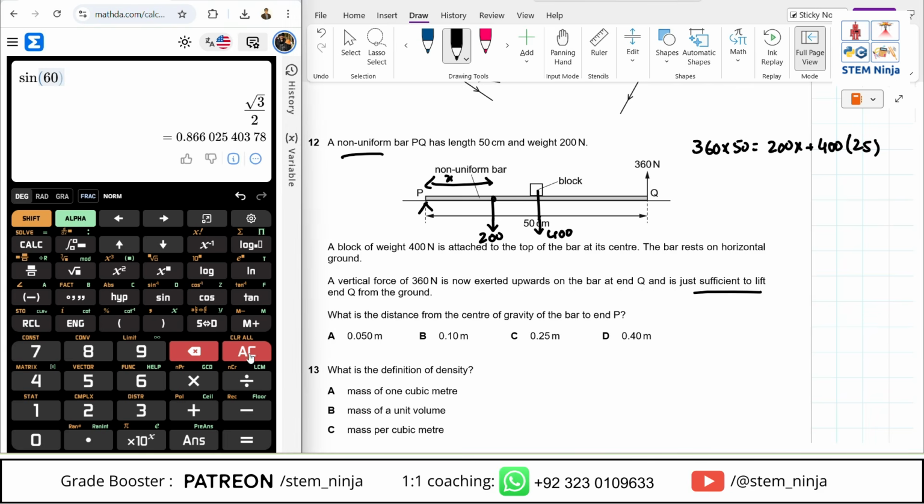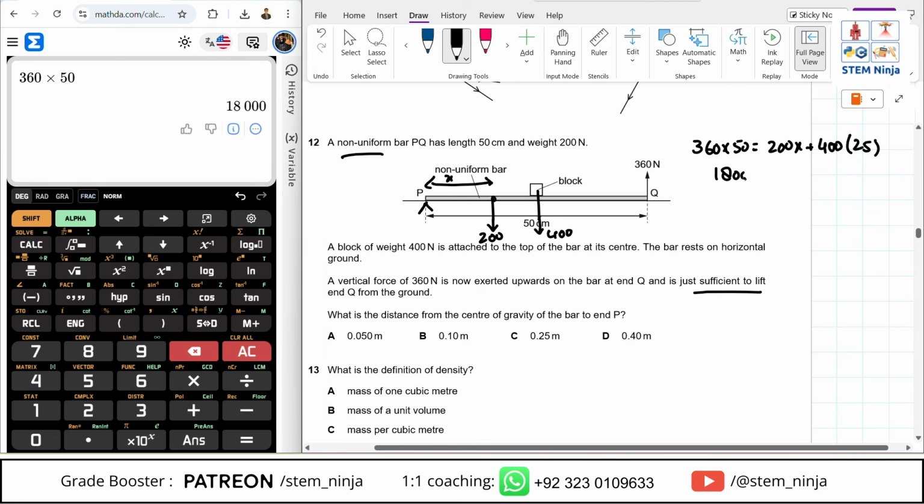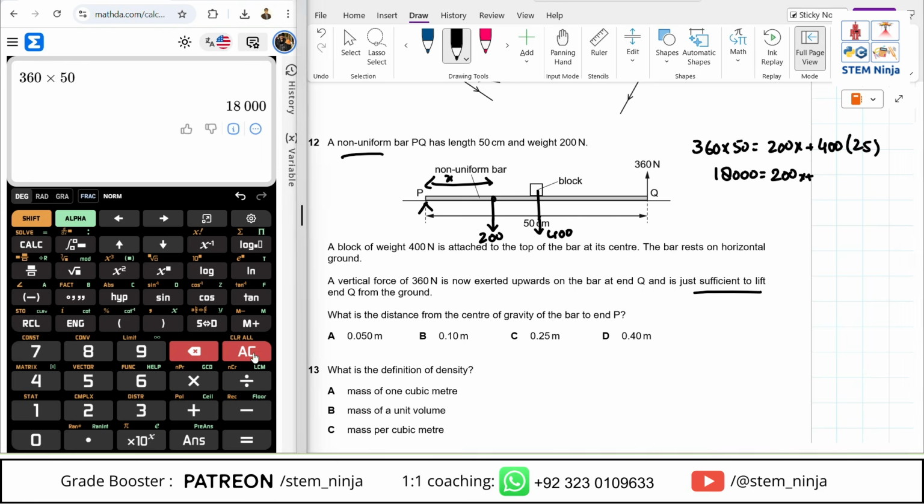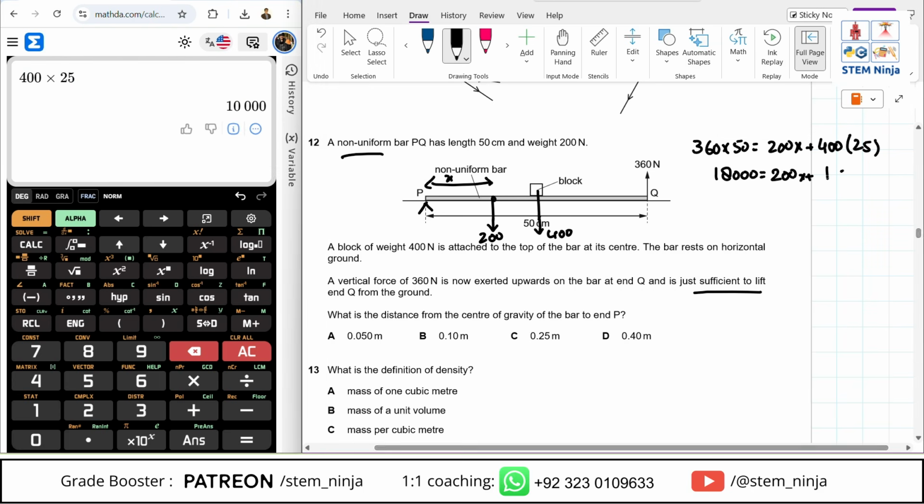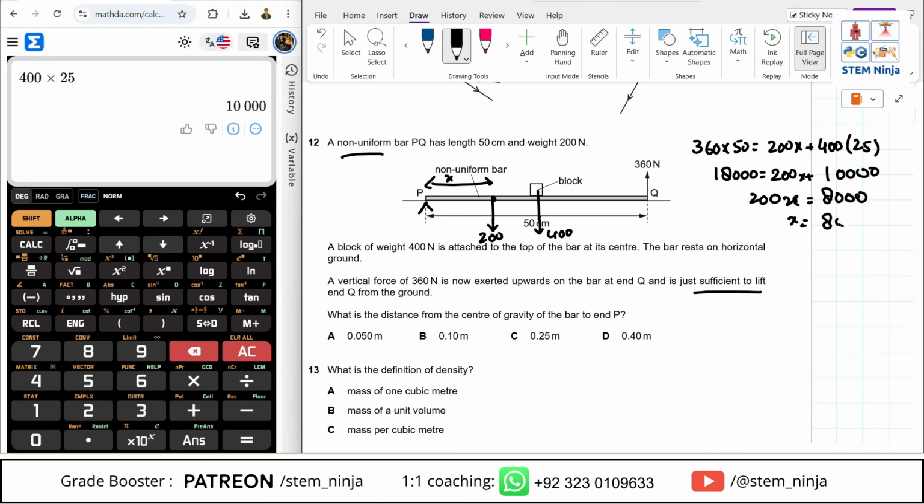So 360 times 50, that is 18,000. This is 200x, and this is 400 times 25, 10,000. So 200x would be 18,000 minus 10,000, only 8,000. So x would be 80 over 2, which is 40 centimeters, which means 0.40 meters.